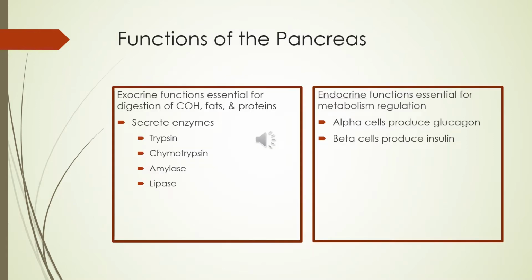So the pancreas has both exocrine and endocrine functions. The exocrine functions help digest carbohydrates, fats, and proteins, and the secreted enzymes that help with that are trypsin, chymotrypsin, amylase, and lipase. And then our endocrine functions are essential for metabolic regulation. So those are the alpha cells that produce glucagon and the beta cells that produce insulin to help with homeostasis of our blood sugars.